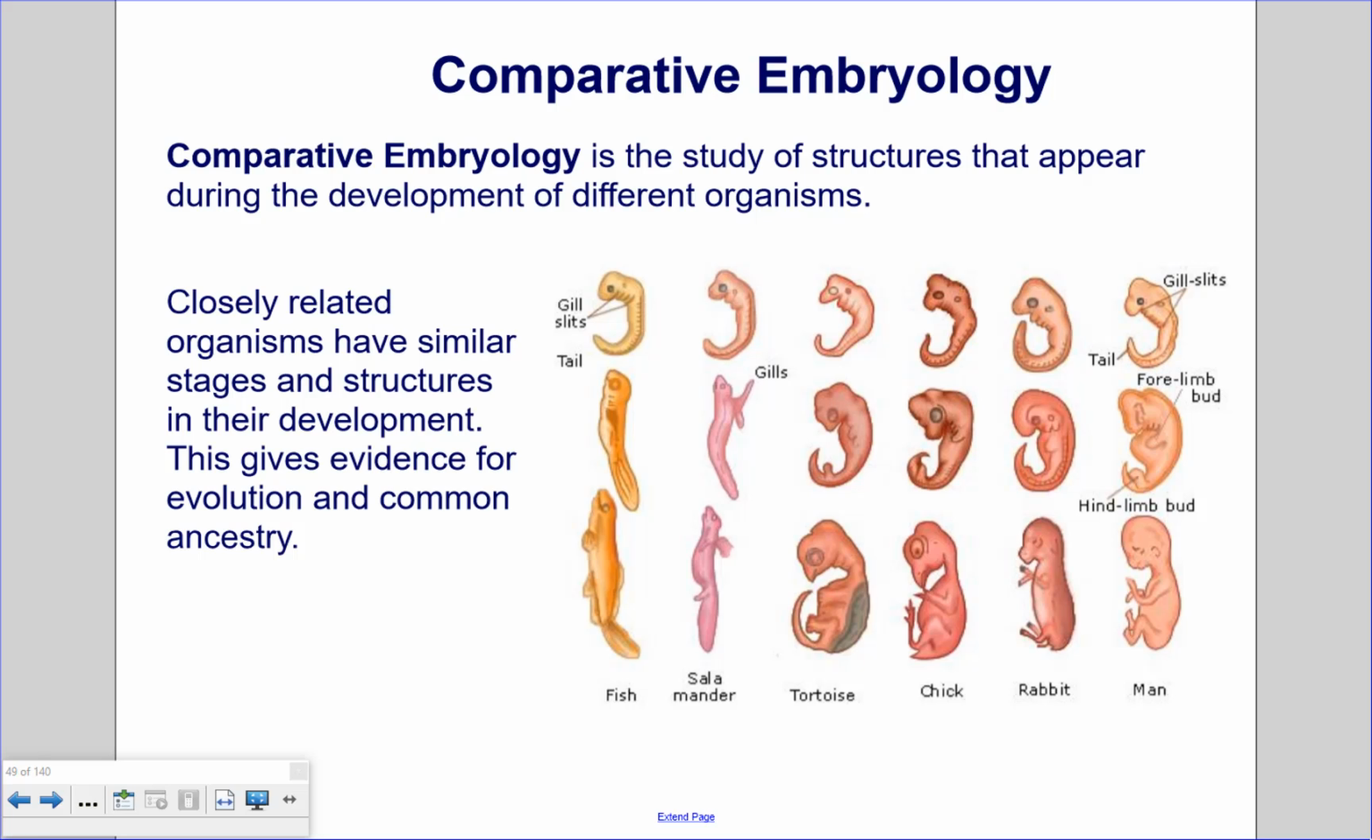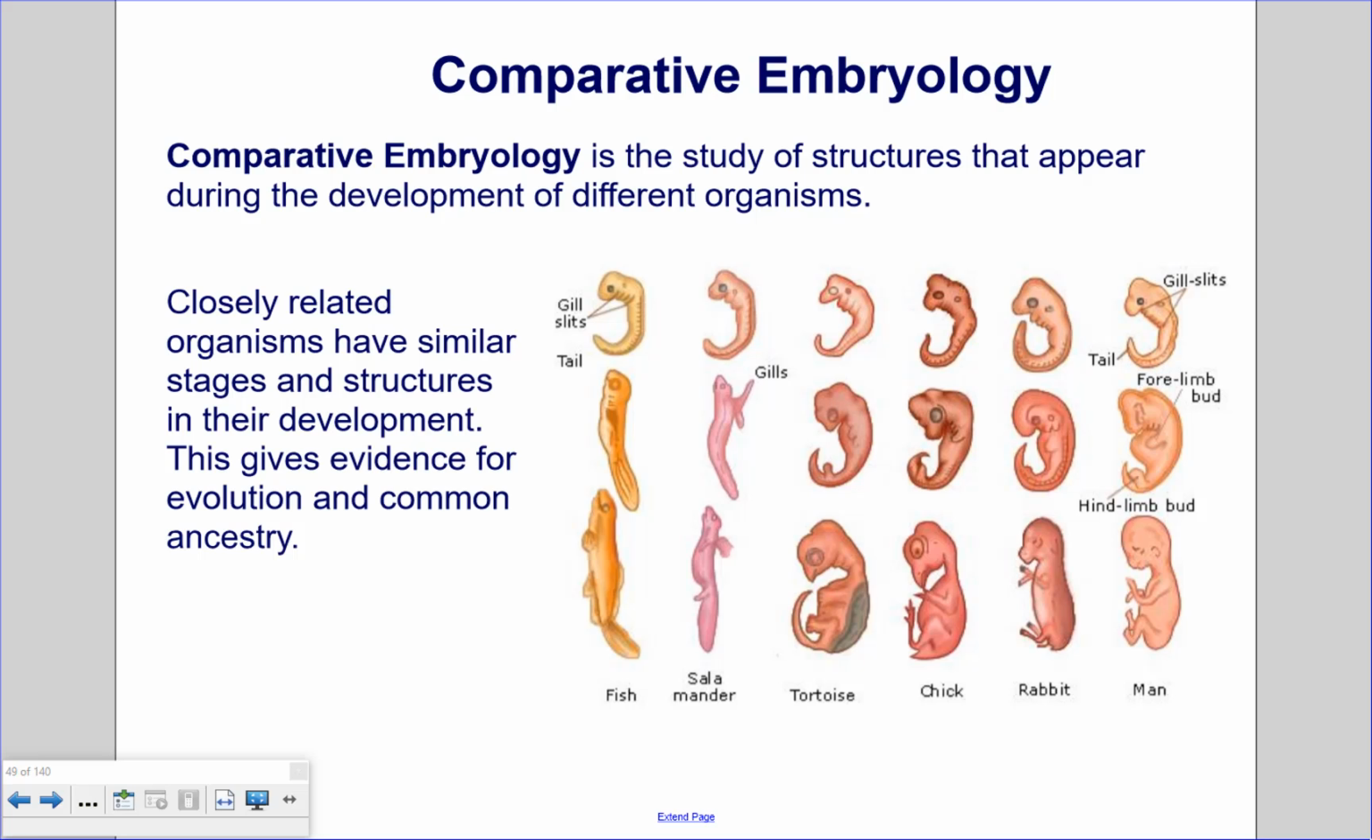Comparative embryology. Comparative embryology is the study of structures that appear during the development of different organisms. Closely related organisms have similar stages and structures in their development. This gives evidence for evolution and common ancestry.